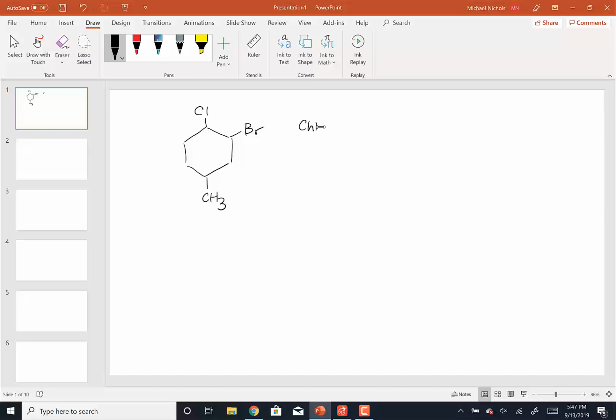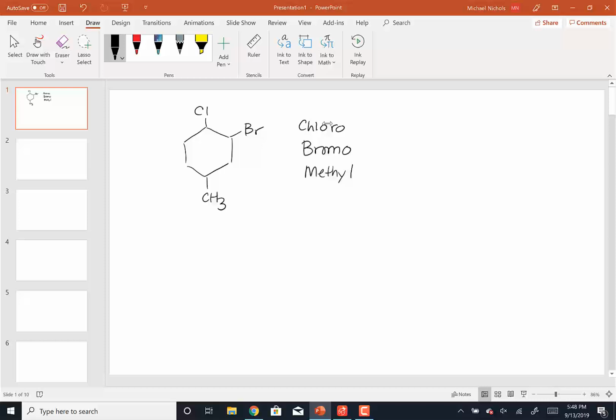So we have a chloro. Usually I try and make sure that I name these. So this is a chloro, a bromo, and then we have a methyl group. And I name them first because that way, if I need to use alphabetization as a tiebreaker, I already have the groups named.